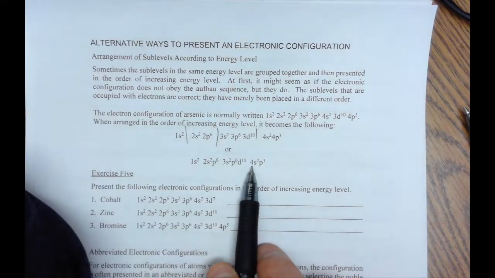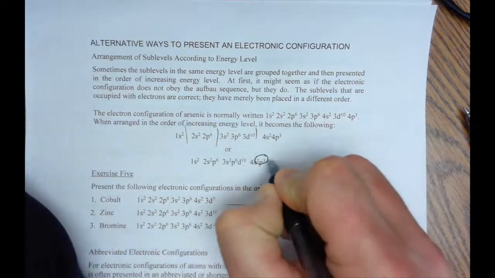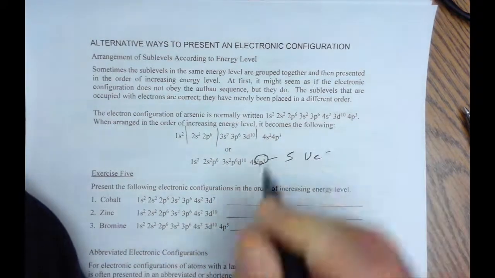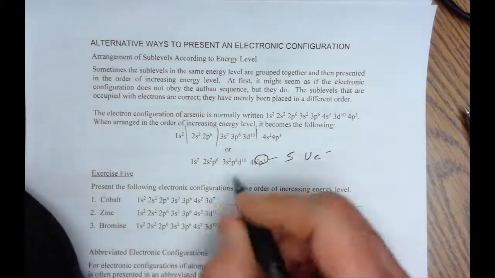The good thing about it is if somebody were to do it this way, you can see quickly that the fourth principal energy level is the highest energy level. So how many valence electrons do I have there? 5 valence electrons. You can see that almost immediately. I don't like it, but I'll do it.